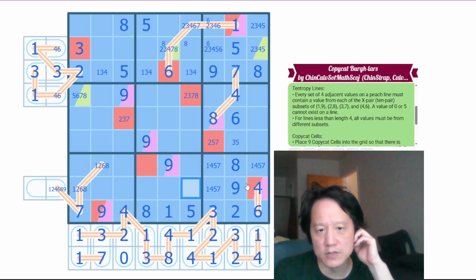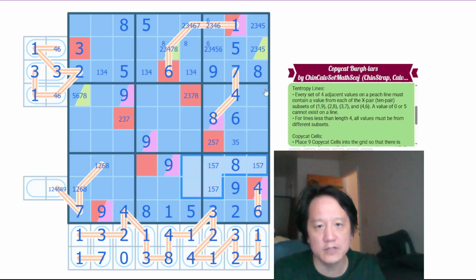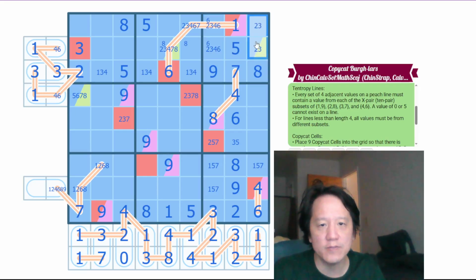Yeah, we need to take a look at those values. So this is 4, which eliminates 4 in the rest of the box and column. 5 eliminates 5 in the rest of the box and column. 3 eliminates 3 here. So this is 2, which makes this 3. No 2 or 3 here.